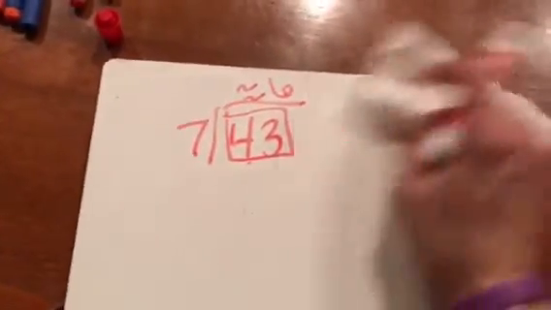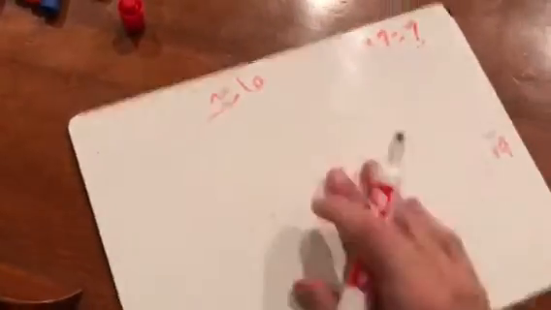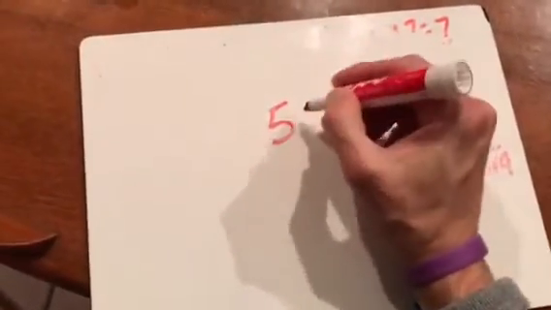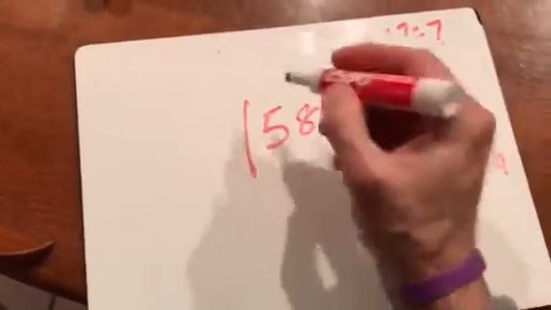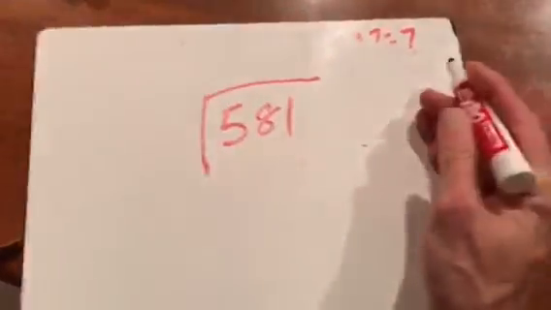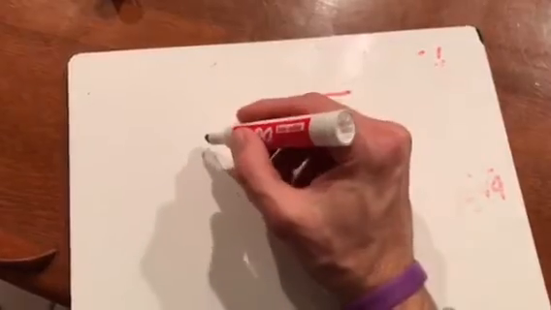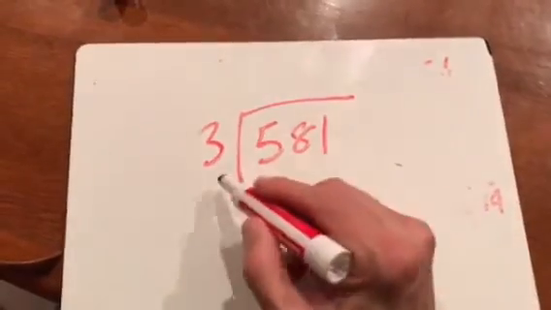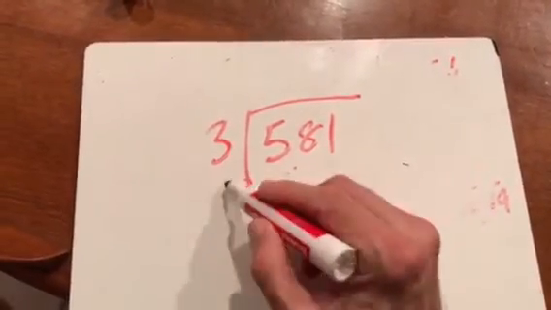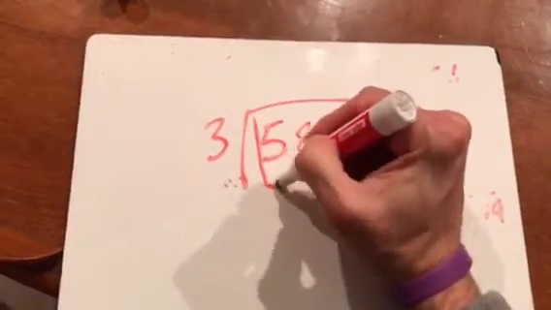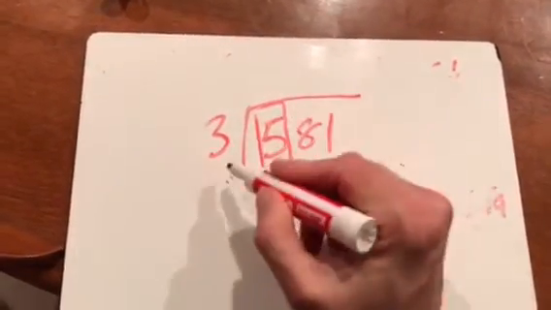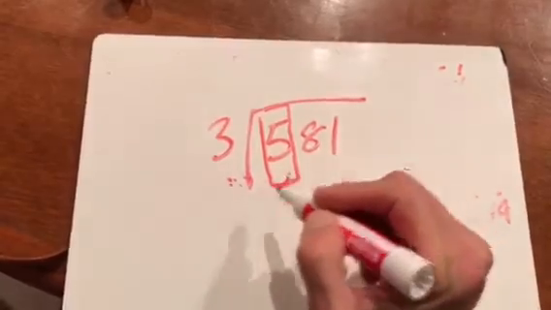Let's look at another one. Okay, let's do a bigger number this time. 581, and we're going to divide 581 by, let's say, 3. All right, I'm going to compare these numbers again, and I see that 3 is less than 5. So I can draw my box around this first number because this divisor is less than the 5.